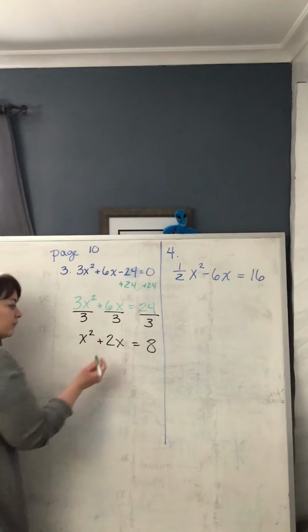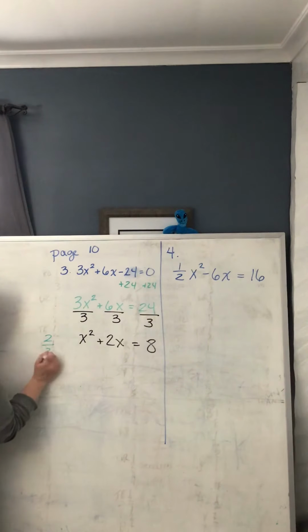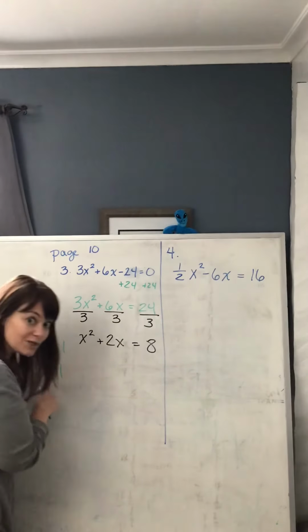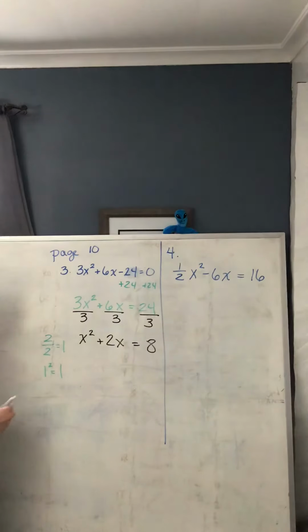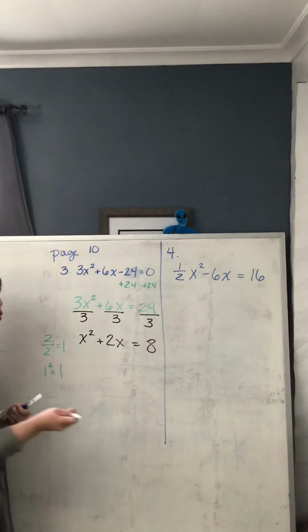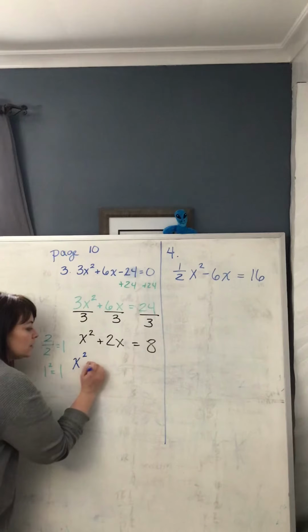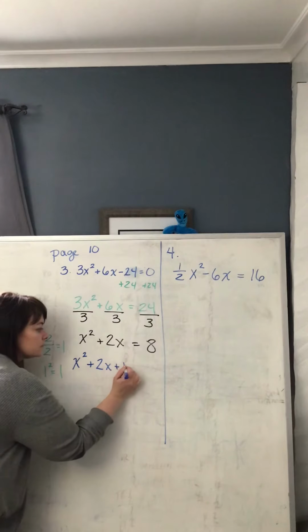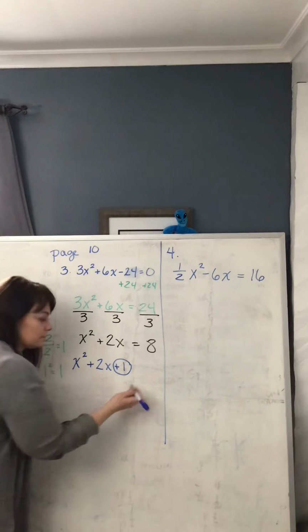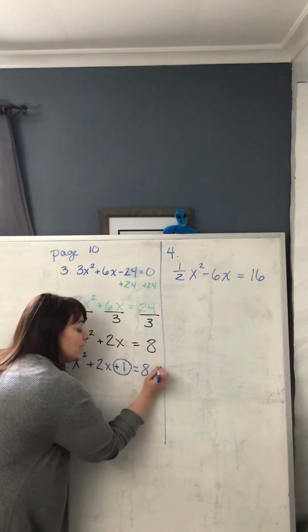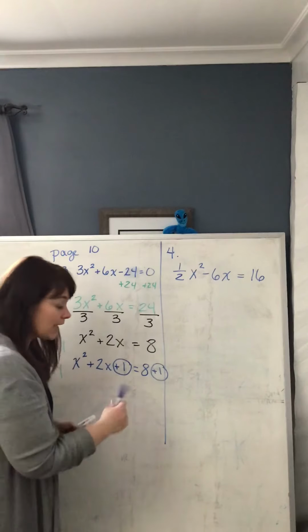I'm going to take half of the B. I'm going to square it. 1 squared is 1. Lots of people like to say 2 there. And then I'm going to add that to both sides. That is the number that makes the perfect square trinomial. Whatever I do to one side, I have to do to the other side.